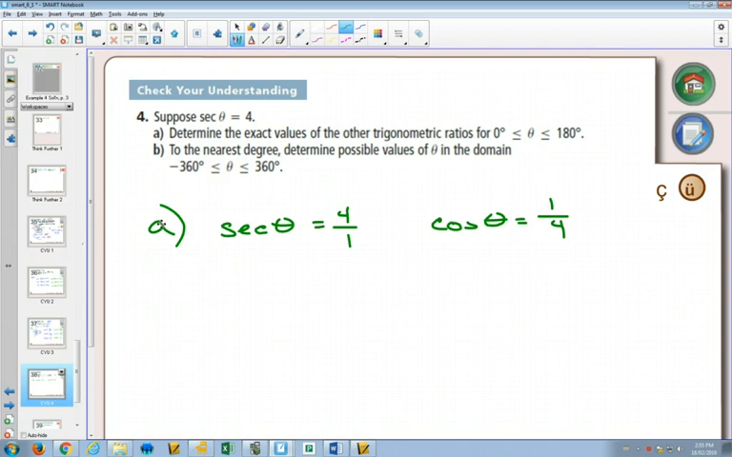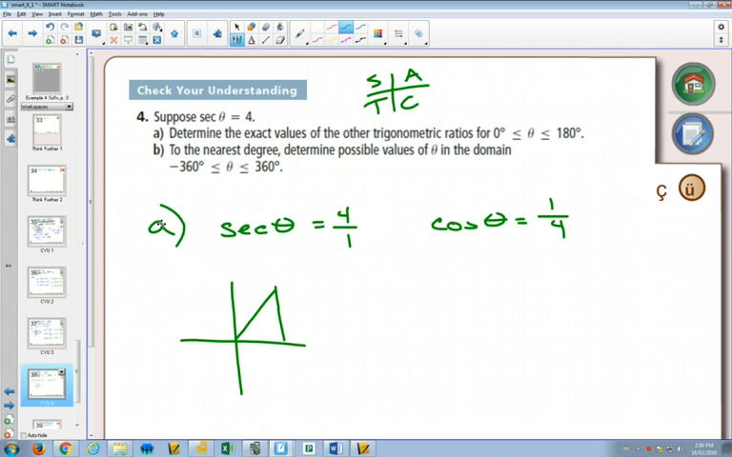Now, if it's between 0 and 180 degrees, and cosine of theta is 1 over 4, what quadrant is it going to be in? If I want to draw my triangle, I better draw it in the right spot. It's going to be in the first quadrant. How do you know? Cos is positive according to the CAST rule in quadrants 1 and 4, but we're only looking between 0 and 180 degrees, so quadrants 1 and 2. So the only place it could be is quadrant 1.